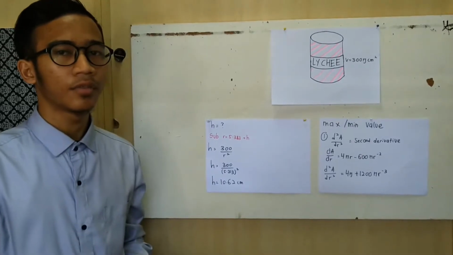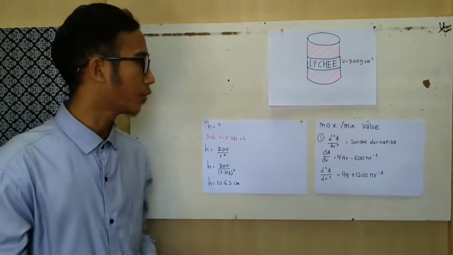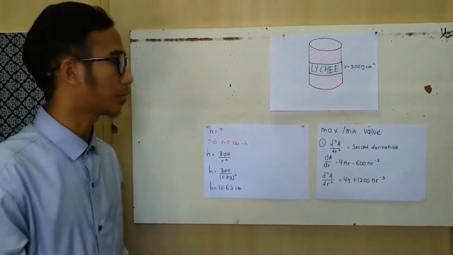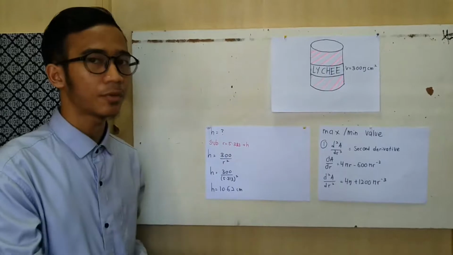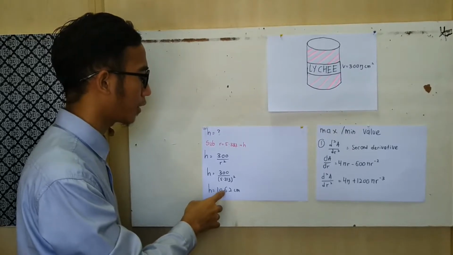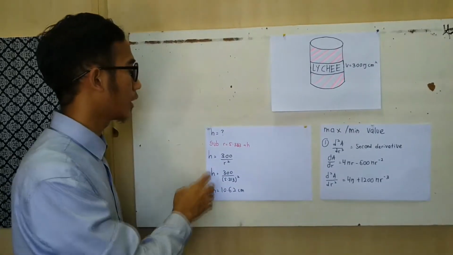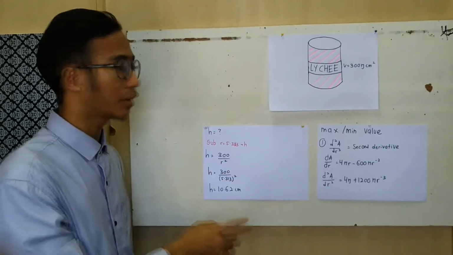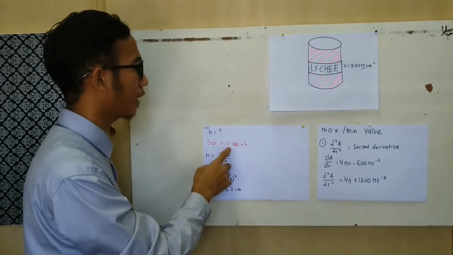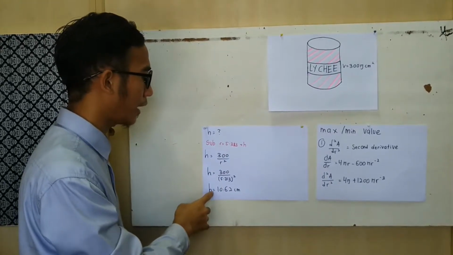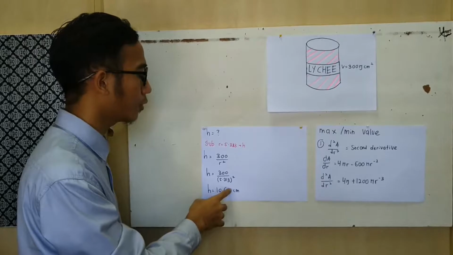We have already got the value of r. So we need to find the value of h. We just need to substitute r into the h formula. We have h equal to 300 over r to the power of 2. So we just need to substitute r equal to 5.313 into the h formula, and we got h equal to 10.62 centimeter.